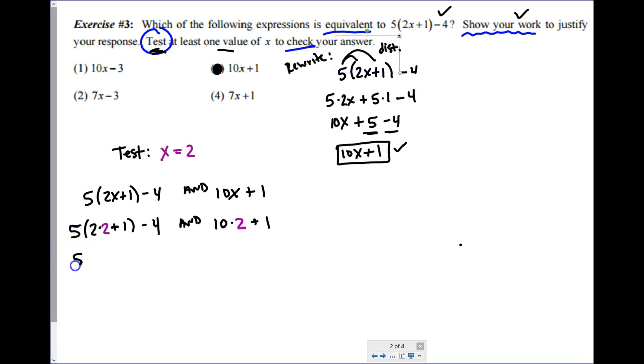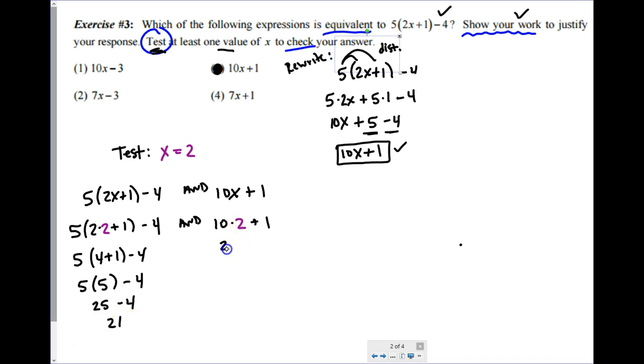So let's do order of operations. 2 times 2 is 4. So I carry down all that. 5 then times 4 plus 1, that's 4 plus 1 is 5. Multiplication, 5 times 5 is 25 minus 4. 25 minus 4 is 21. So I get 21 over here. Let's see if I get 21 over here.